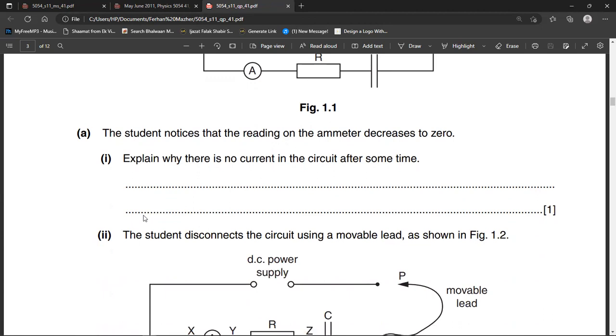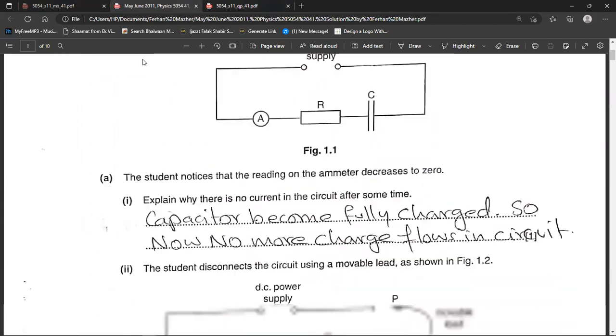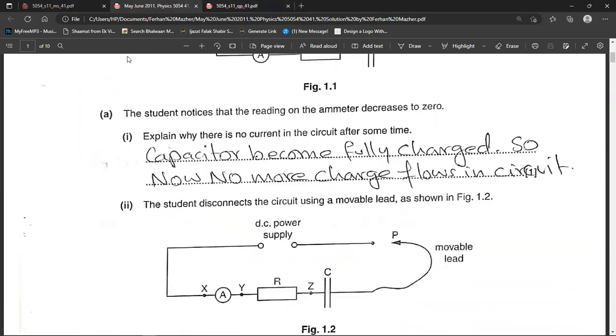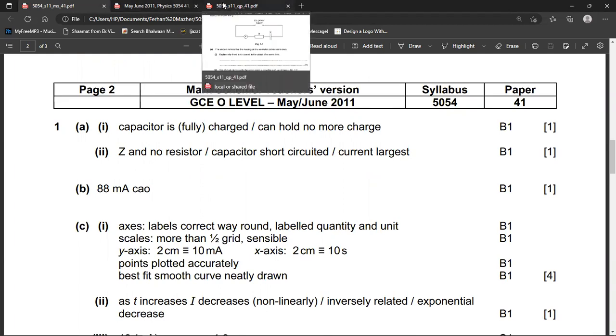So the question is, explain why there is no current in the circuit after some time. When the capacitor is fully charged, the current stops flowing in the circuit and the ammeter shows 0 reading. So the capacitor becomes fully charged, so now no more charge flows in the circuit. So that is our answer. You can see the marking scheme as well, showing up on your screen.